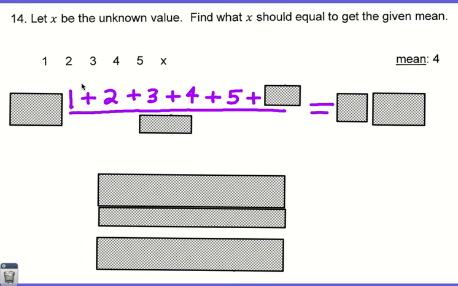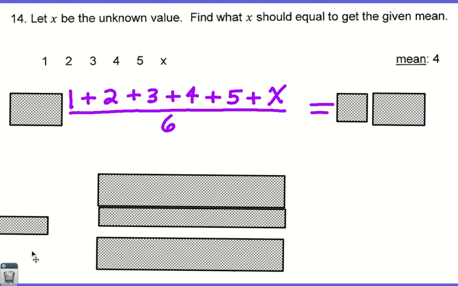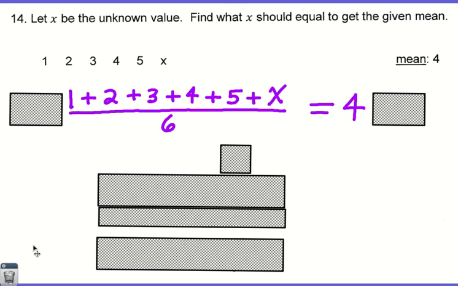You set this up as, well, in order to find the mean, you add up all the numbers, including the number you don't even know yet. We'll just call it x for now. I mean, it's already called x here. And we're going to divide by 6, because there are 6 numbers. We don't know one of them, but we're going to add up all 6 numbers and divide by 6, of course. And all that is supposed to equal 4, because 4 is the final average.